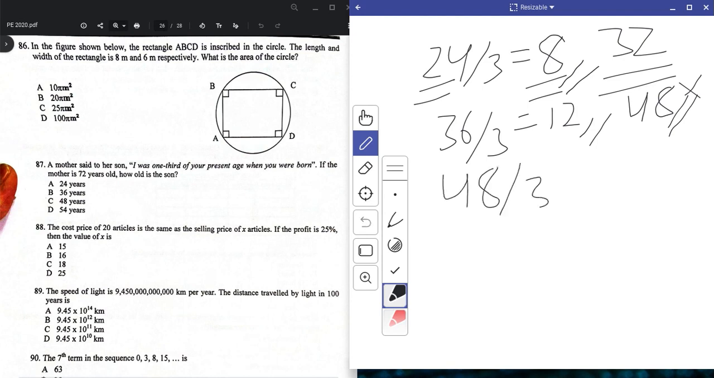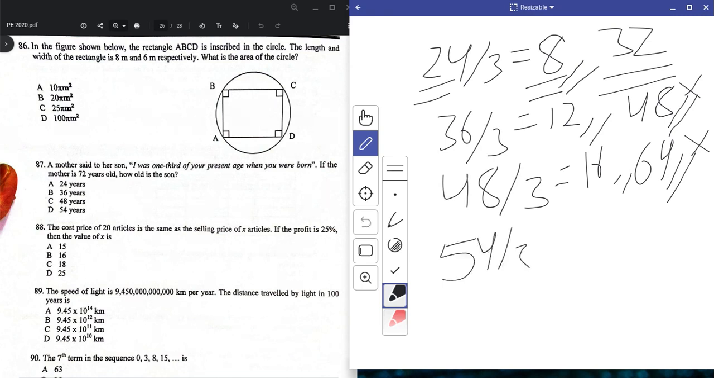One-third of 48 is equal to 16 years old. 16 plus 48 is equal to 64 years old. This is also not true because the current age of mom is 72 years old. Now we are left with the last option. Let's check with the last option.